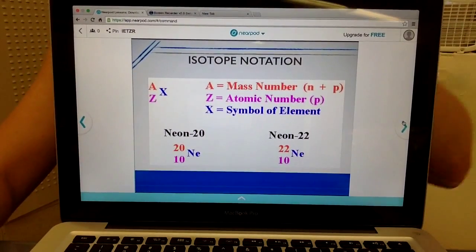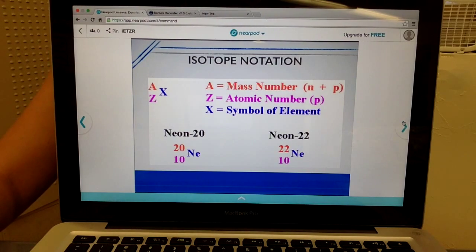You can see that we're looking at two isotopes of neon. We have neon 20 and we have neon 22. Take a minute to think about what that 20 and what that 22 actually stand for.